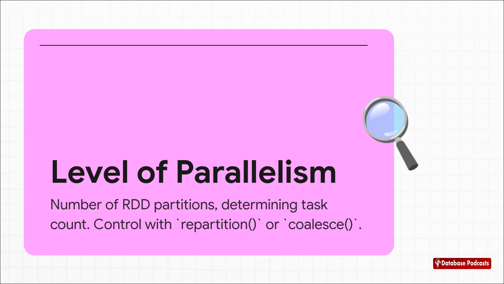Now imagine you have a 200-core cluster, but your data is only in 20 partitions. That means 180 of your expensive cores are just sitting there, doing nothing. You're wasting almost your entire cluster. You can use repartition or coalesce in your code to make sure you have enough tasks to keep all your cores busy.